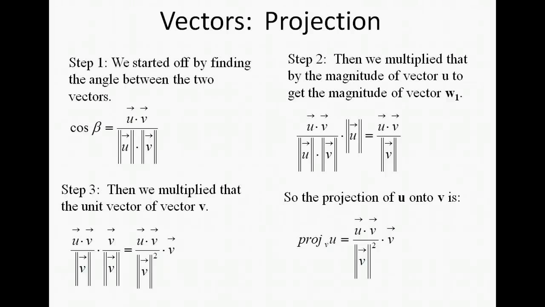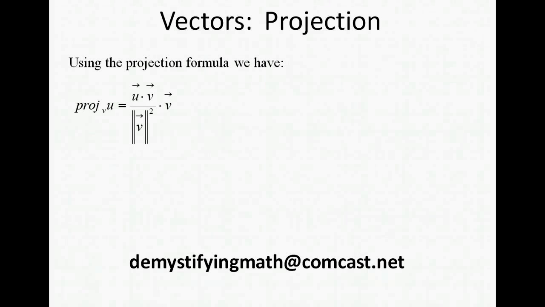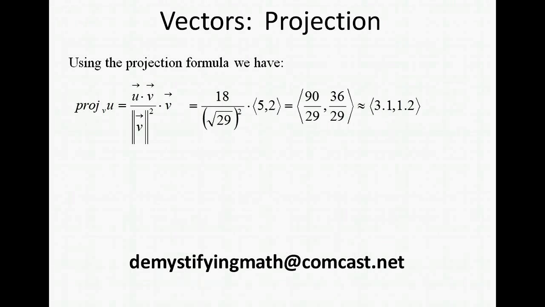So that gave us the projection of vector u onto v as a simple formula, so we don't have to do quite so much work. If we can remember the formula, it would be a lot easier in going through the process. So let's just plug into this formula and see that it actually works. We found our dot product to be 18. The magnitude of vector v was the square root of 29, which we will square. And then we're going to multiply that by vector v. And we get 90 over 29, 36 over 29, which estimates to be 3.1 and 1.2.